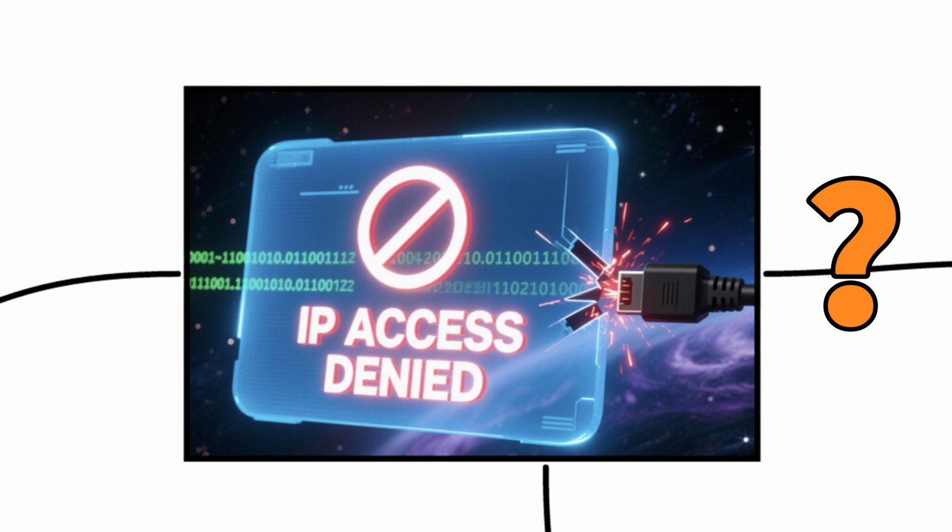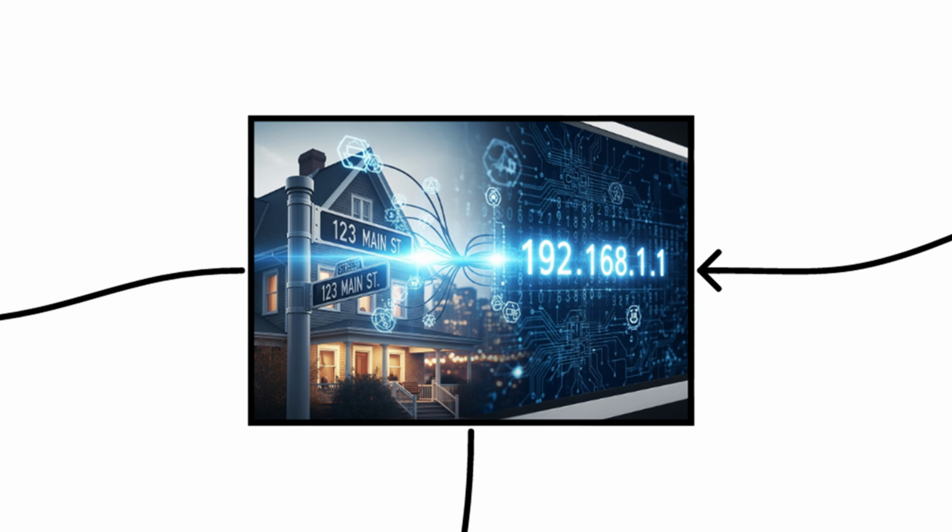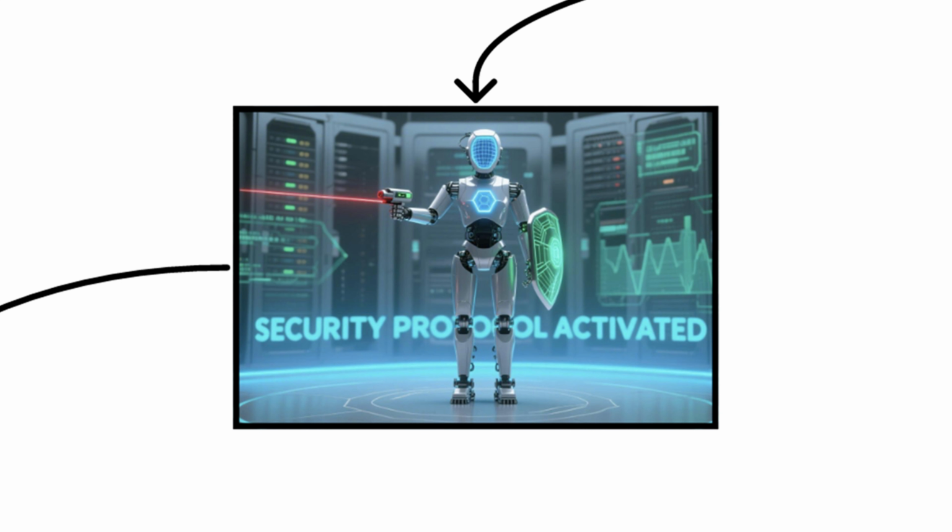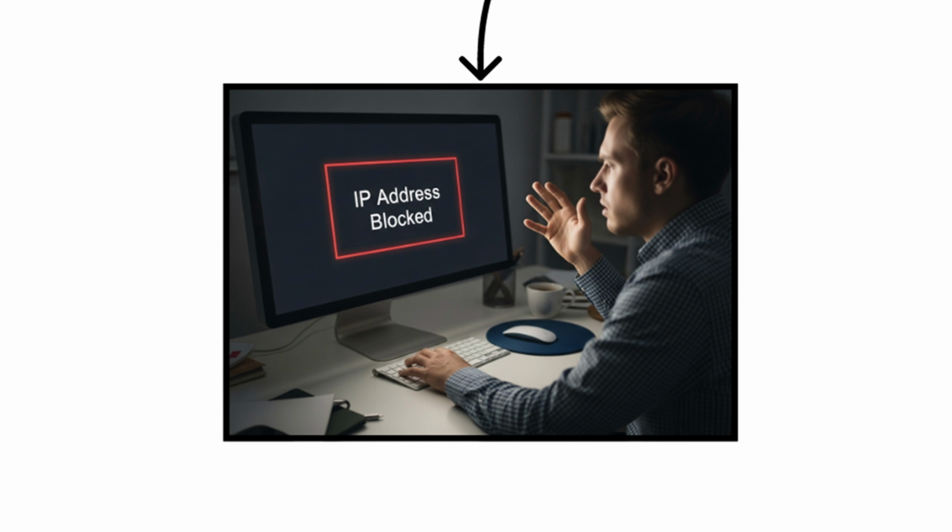What's an IP ban? Why does it happen and how to avoid it? All right, let me break it down for you in just 1 minute. Just like your IP address is your home address online, an IP ban is the website's bouncer saying, "You there, I don't like you. Get out," and blocking your address entirely. Why would it be so mean?